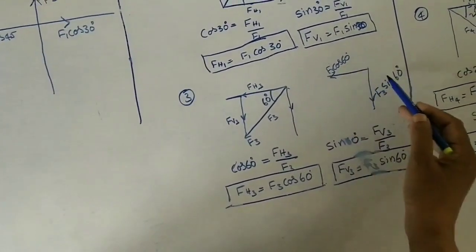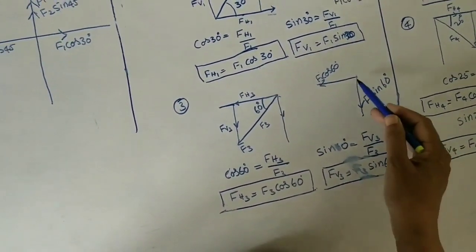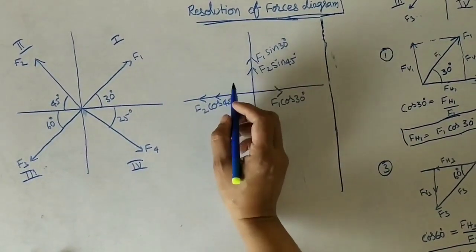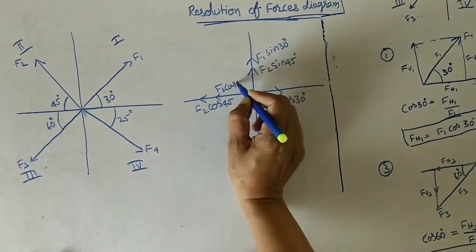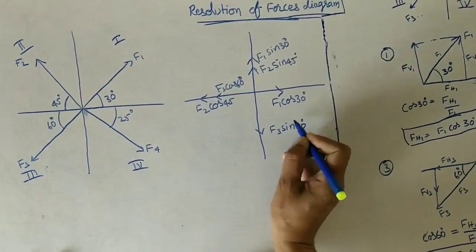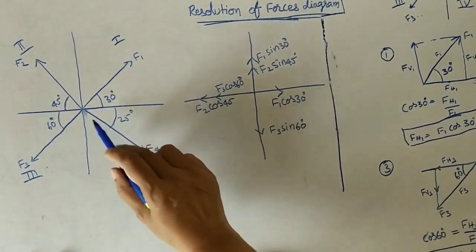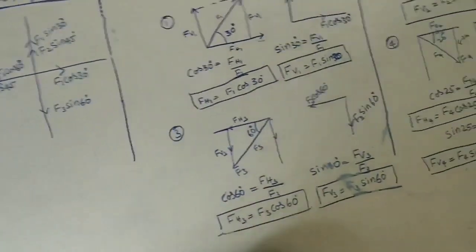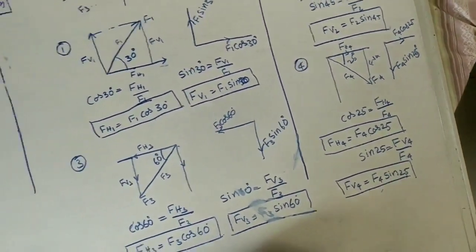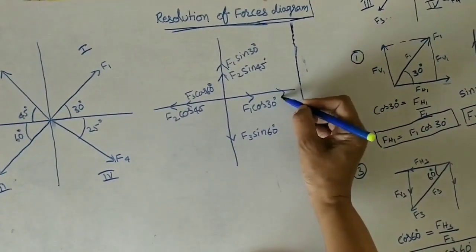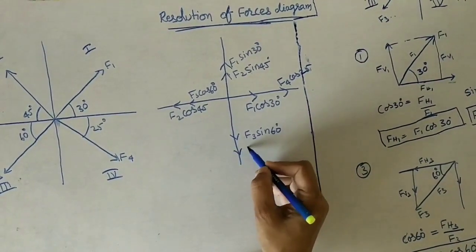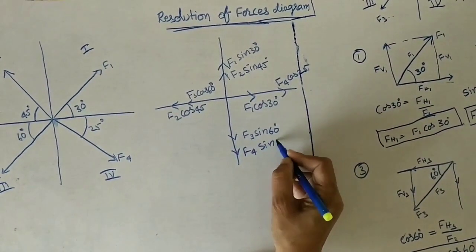Horizontal is F3 cos 60, vertical is F3 sin 60. This is left side direction, downward direction. Now for this fourth one, there is a horizontal component and a vertical component. Those components we did here in this diagram. So it is in this direction F4 cos 25 and then here F4 sin 25.